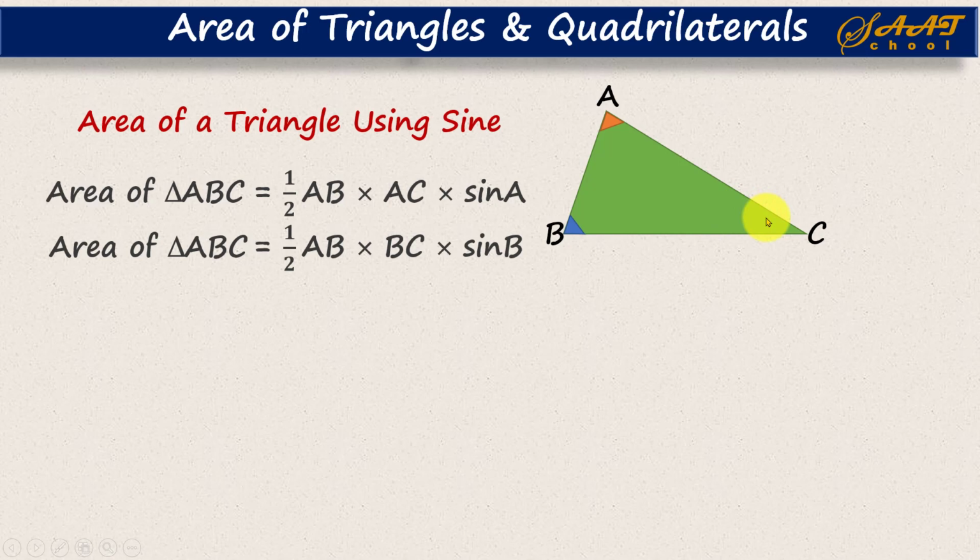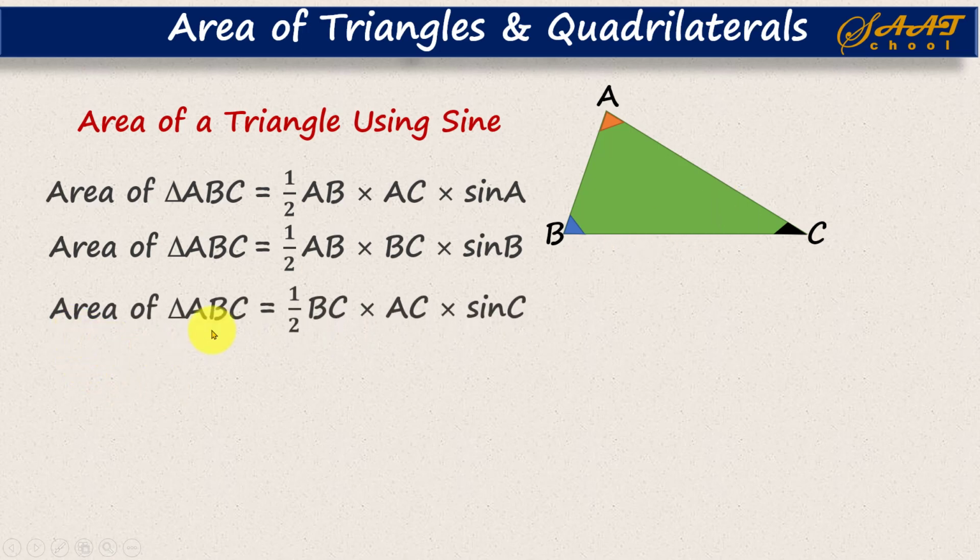Now if angle C is given, as well as these two sides BC and AC, then we use this relation where the area of the triangle is half the product of the two sides and the angle between them. Again here BC and AC, and this angle C is between these two sides.